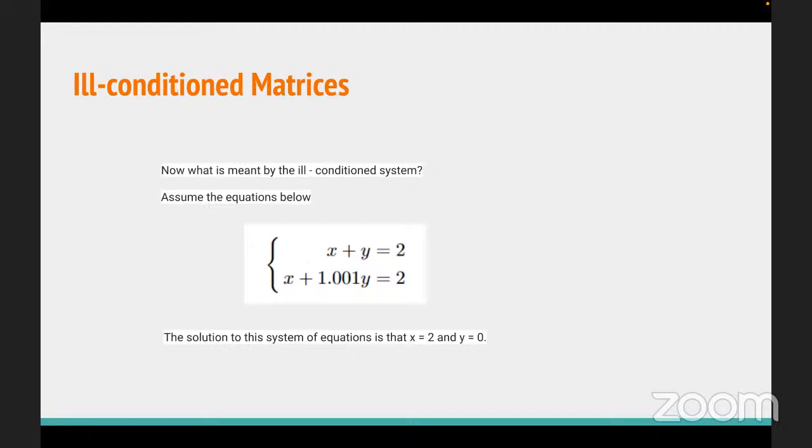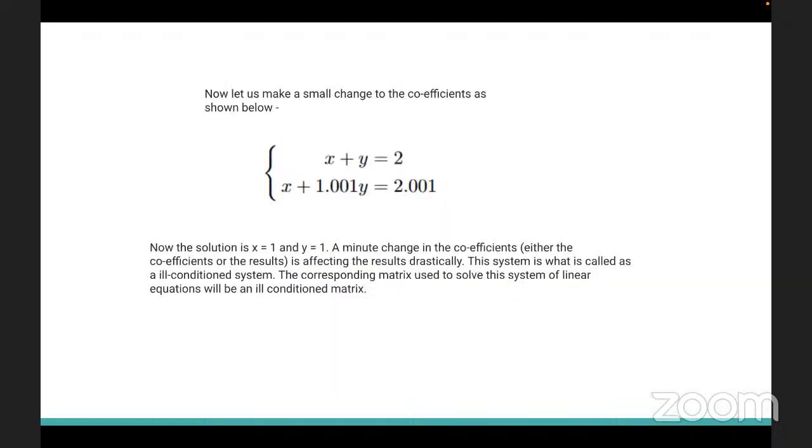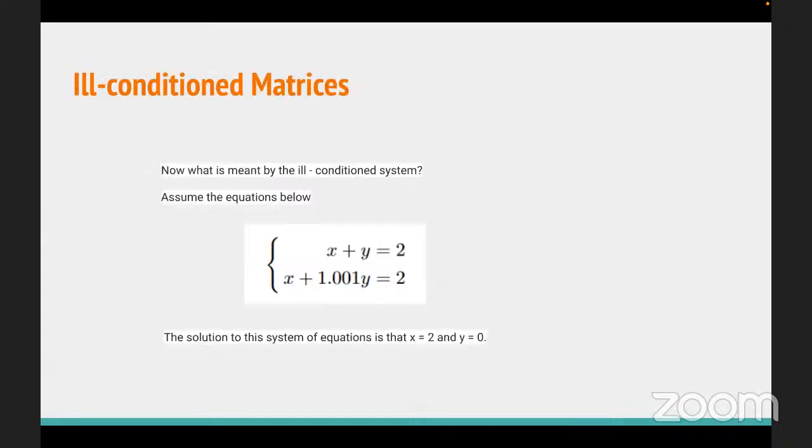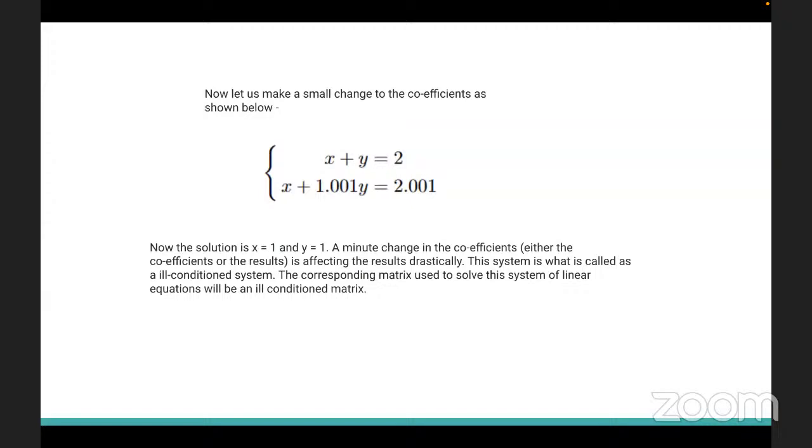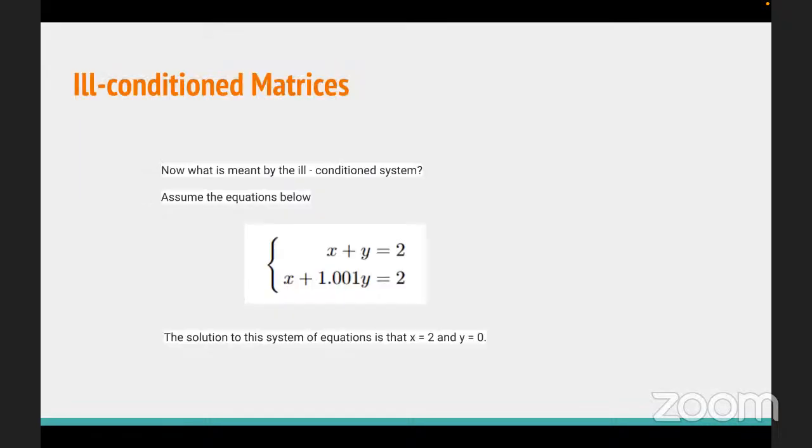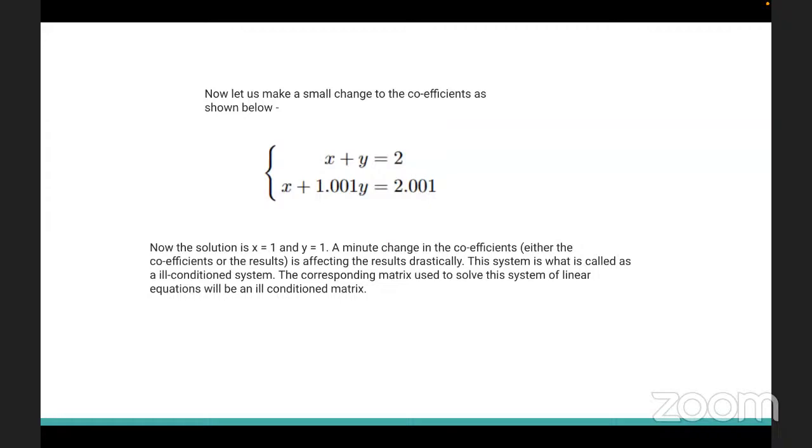Now, the solution to this system of equations is that x equals 2 and y equals 0. If you solve it, x is going to be 2 and y will be 0. Now let's assume that when inputting this equation in the calculator, for example, a person makes a mistake and instead of 2, it becomes 2.001. Now that's minute, 0.001.